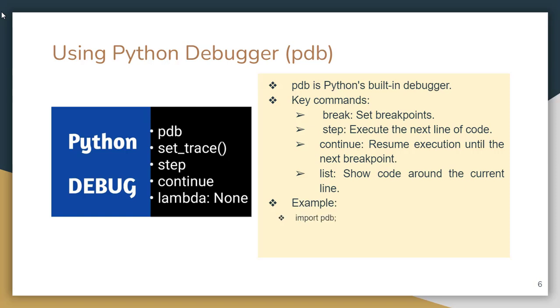Example: you need to import the PDB package or PDB module. Import pdb. There is a typo error, there will be no semicolon, or you can give a semicolon. pdb.set_trace is used to trace or to print any error, whatever error is generated during the program.